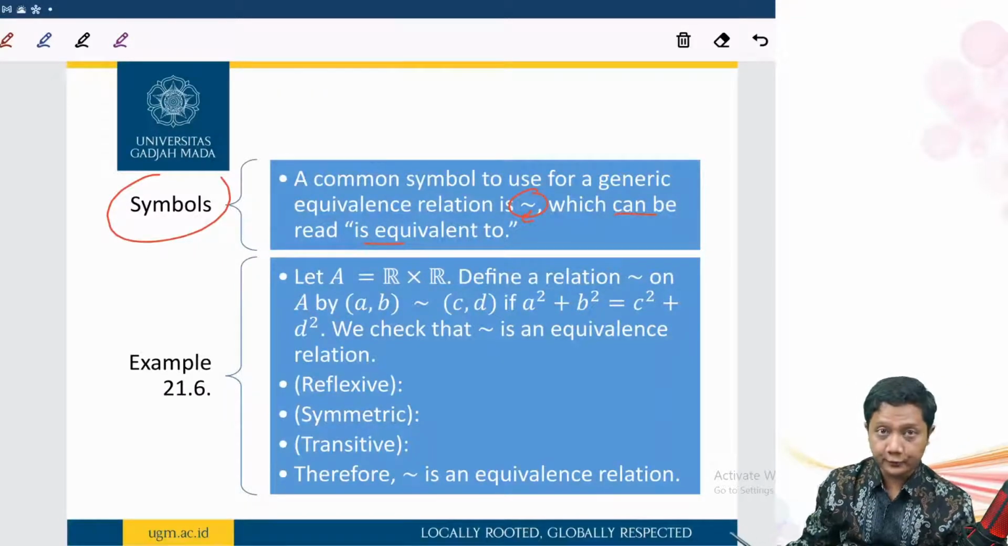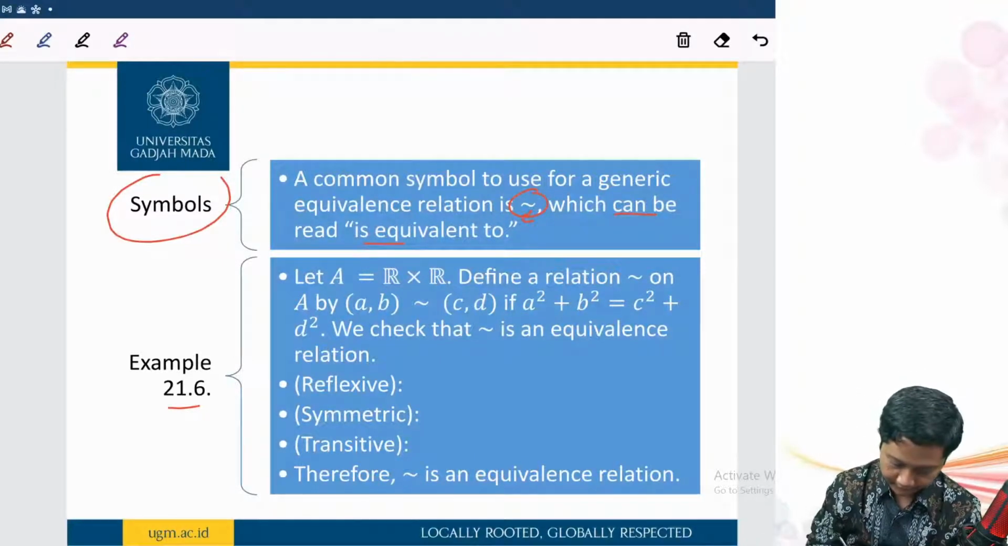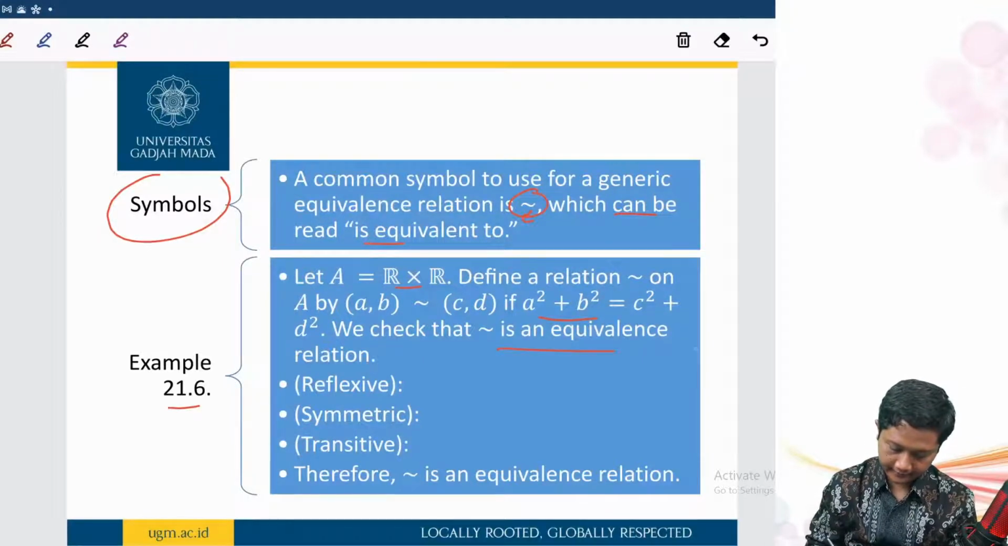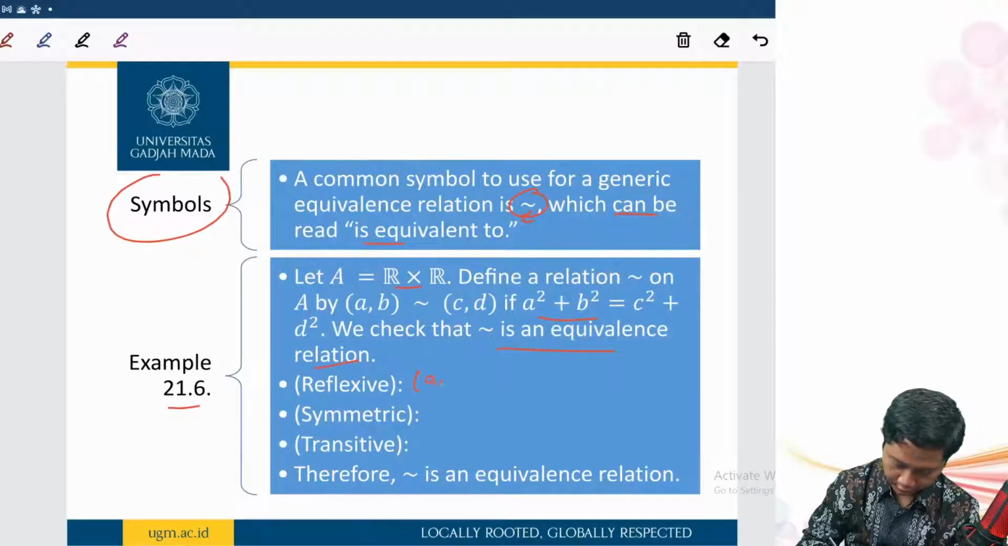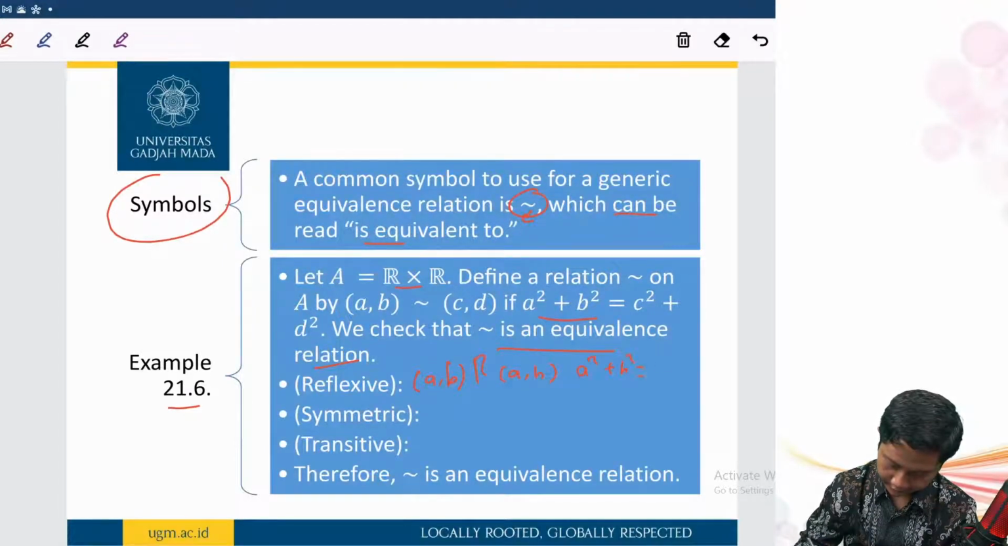And we go to the next example, example 21.6. We have A as R cross R, and we define this relation: a squared plus b squared equals c squared plus d squared. We can check this relation is an equivalence relation. So reflexive: (a, b) in R cross R, right? So this is our set. (a, b) is related to (a, b). Why? Because we have a squared plus b squared equal to a squared plus b squared.